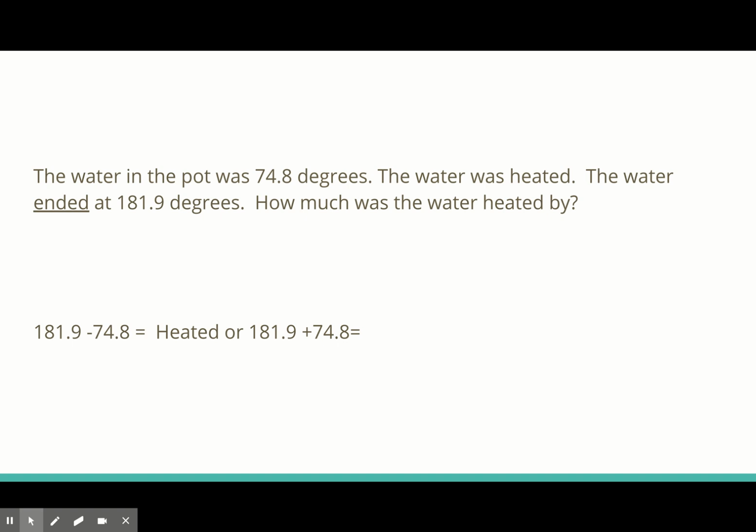So when something, another little clue real quick, right? We have a starting, ending. If something gets hotter, does it start with or end with more? It ends with more, starts with less, and then our heated number is going to be the question mark. So really try to use this to figure it out.